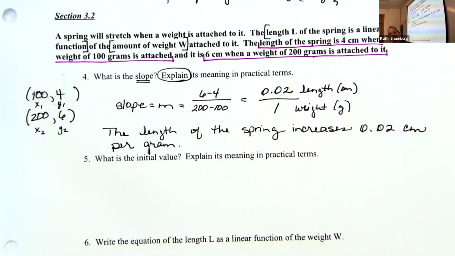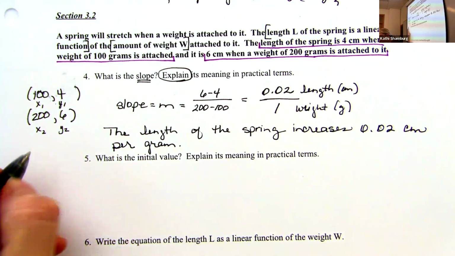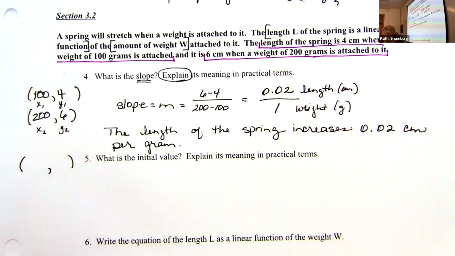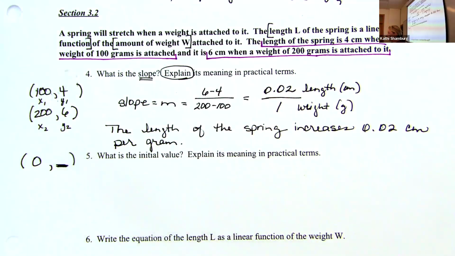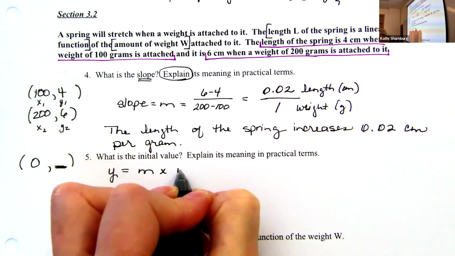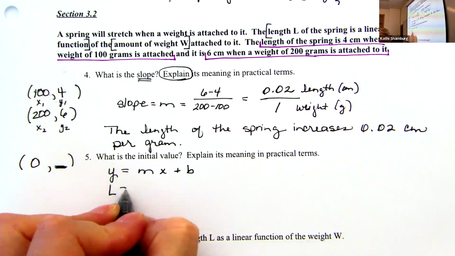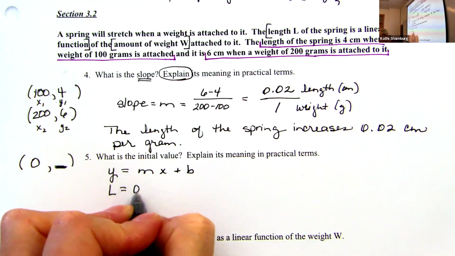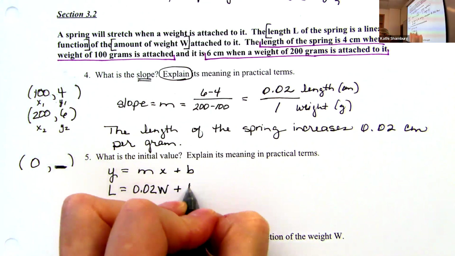Okay, what is the initial value? Did they give me the initial value? No. Because what do we know is true for the initial value? Zero. We're looking for this. All right, so I'm gonna go back to our equation, y equals mx plus b. Y is the function, and for us, that is L. M, we calculated to be 0.02. X is the variable, which is W, plus B.